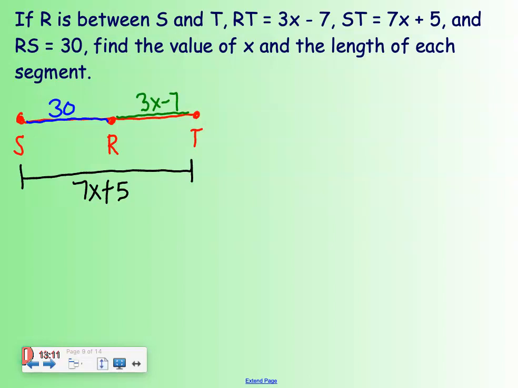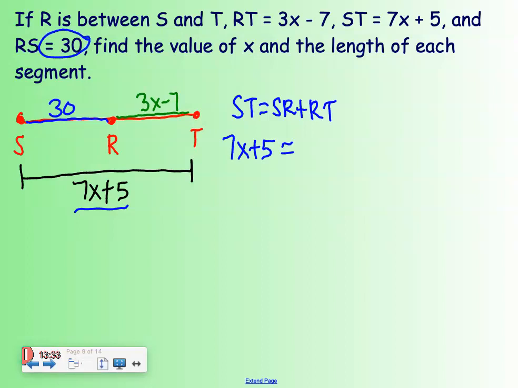So let's start off with what we know. I know my whole segment is S to T, and if I break it up into its pieces, it's SR plus RT. Now let's plug in. What does ST equal? Well, that is our 7x plus 5. What is SR? Well, we're told that that was our 30. And our RT, 3x minus 7.